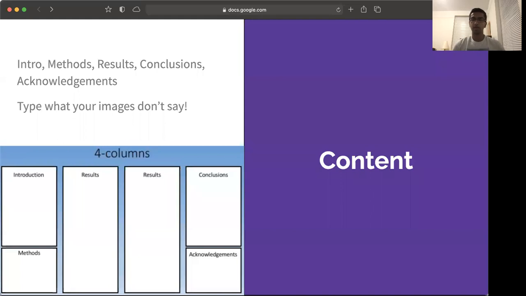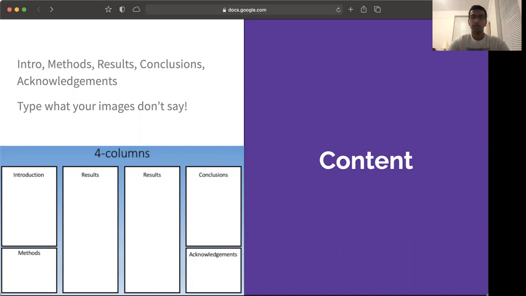And finally, let's get to content. So what should you have in this poster? A good guideline is to have introduction, methods, results, conclusions, and acknowledgements on there. So these should be really condensed versions of what's on your paper, because remember, the point of this poster is to be concise, to get your point across with as few words as possible.